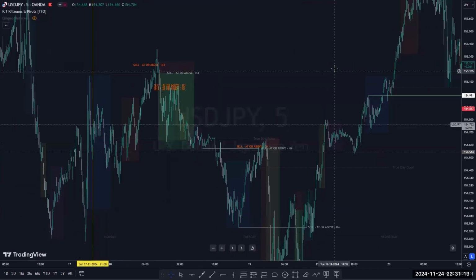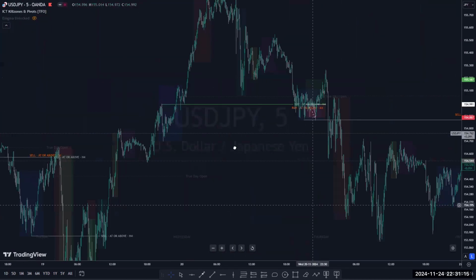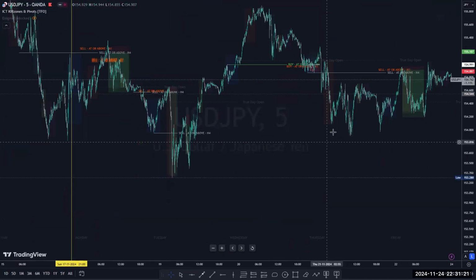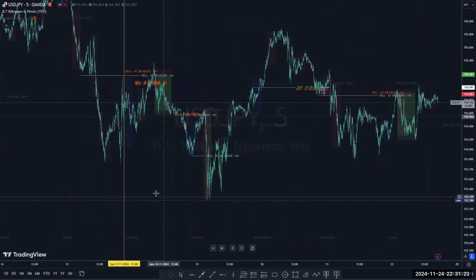So from Monday the 18th of November 2024 to Friday the 22nd of November 2024, you got in total 5 trades by using the 4-hour time frame and the 5-minute time frame. So that's my breakdown on Enigma.